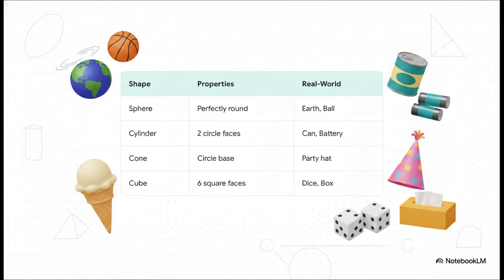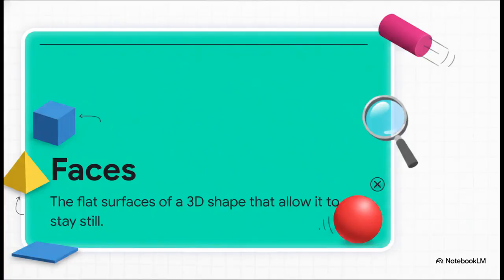They are literally everywhere. Okay, to truly understand these objects, we need to break down their anatomy. Let's start with faces. Faces are the flat surfaces of a 3D shape. And the absolutely crucial thing to realize here is that a flat face acts like an anchor. It allows a shape to stay perfectly still when you set it down on a table. It gives it stability. But watch out for curved faces. If a shape has a curved face, like our friend the sphere, that curve means it has zero anchor. It's going to roll right away from you the second you let it go.